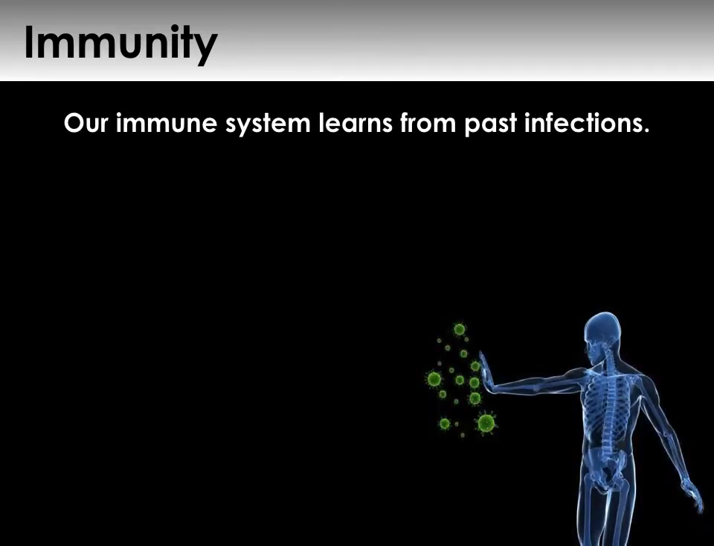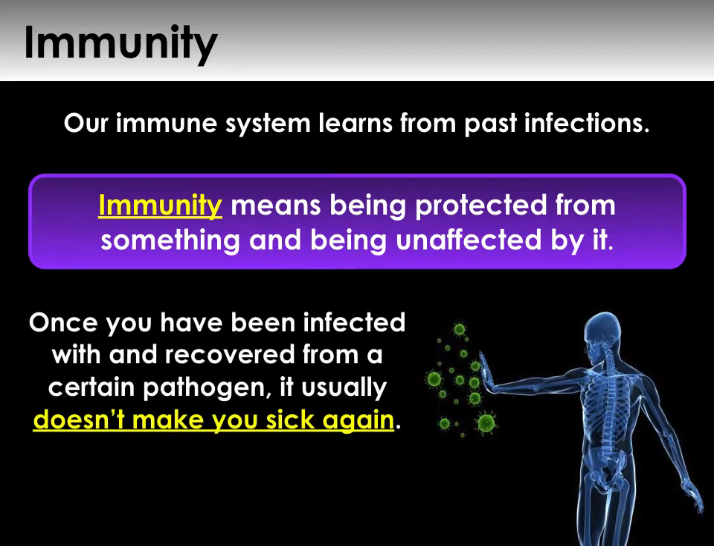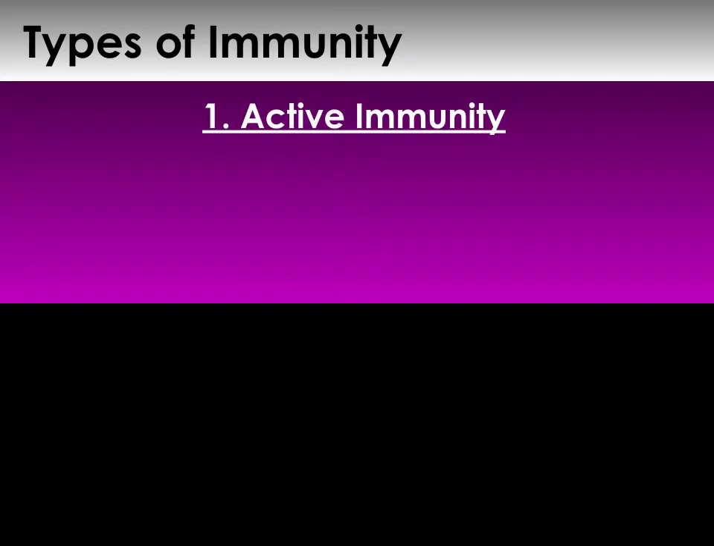Our immune system will learn from past infections. Immunity means being protected by something and being unaffected by it. Once you've been infected with and recovered from a certain pathogen, it usually will not make you sick again. You become immune to that particular pathogen. There are 2 types of immunity.